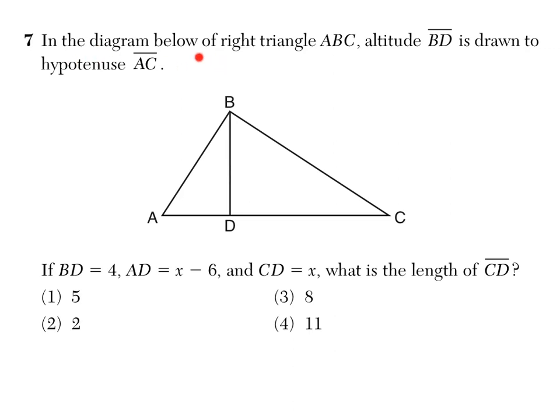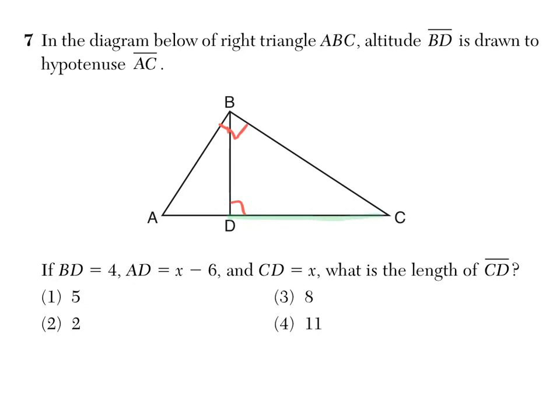Question 7 says, in the diagram below of right triangle ABC, altitude BD is drawn to hypotenuse AC. So let's mark this up right now to indicate that this is a right triangle. So we got the 90-degree mark. This is also 90 degrees. Altitudes, of course, are perpendicular to the hypotenuse, which we have right here. And it says if BD is 4 and AD is x minus 6 and CD is x, what is the length of CD? So our objective in this problem is to figure out what the length is of CD.